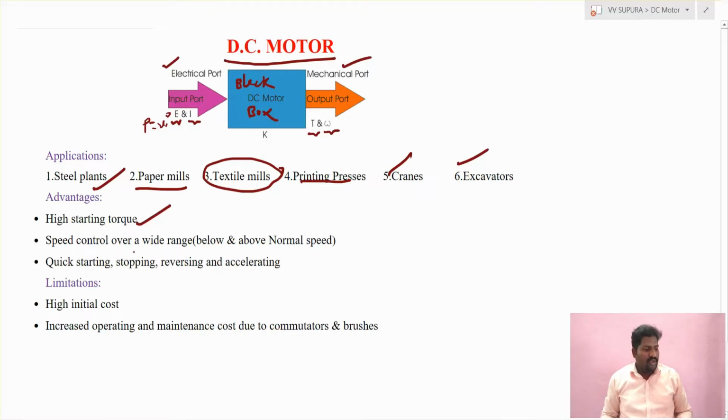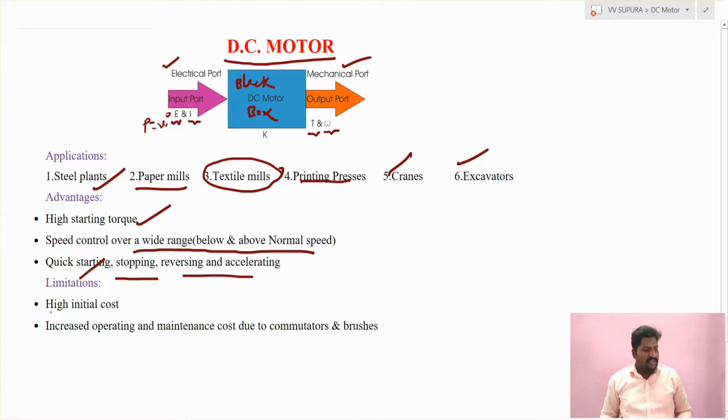The speed can be controlled over a wide range, below and above normal speed. We can control the speed of the DC motor very easily. There are many methods, and in further classes we are going to discuss how we control the speed of the DC motor. You can easily start and easily stop the machine, and reversing and acceleration are possible. Increase the speed, decrease the speed, accelerating, reversing, quick start and quick stopping.